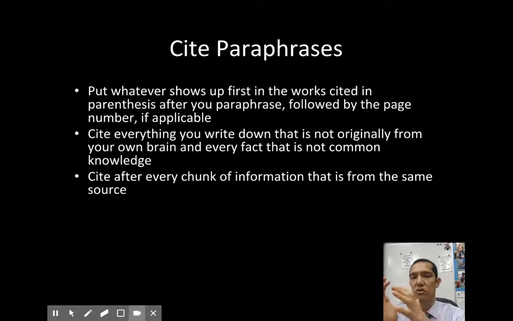So if you take information from a source and put it into one sentence, cite after the one sentence. After two sentences, cite after the second sentence, not after both sentences. After 5 sentences, don't do that. Then put it after the 5th sentence. Okay.